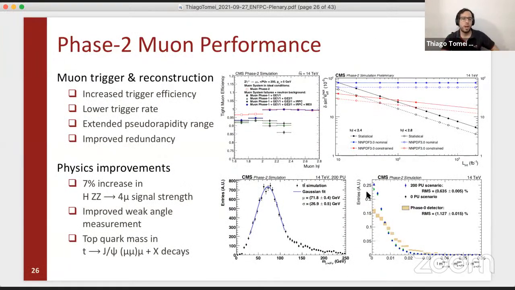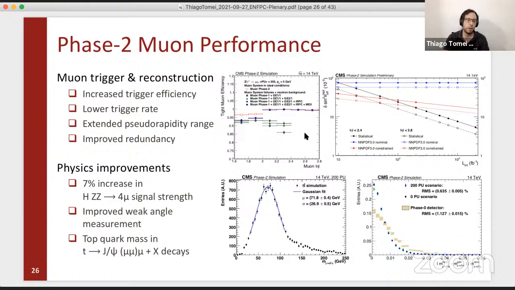How does the performance look? We see here that we extend the acceptance, and even in the situation where we have aging, we're able to maintain an extremely high efficiency, both reconstruction efficiency and trigger efficiency, as well as a lower trigger rate. But what does this give us in terms of physics, which is what we care about? And this is the key thing.